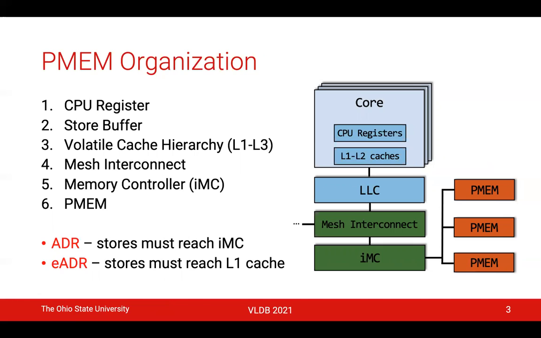PMEM is typically available in two types of persistence modes, ADR and EADR. In ADR mode, stores must reach the memory controller to be considered persistent. However, in EADR mode, the CPU caches are part of the persistence domain. So stores only need to reach the L1 cache to be considered persistent. So in EADR mode, flushing of cache lines is not necessary for persistence.